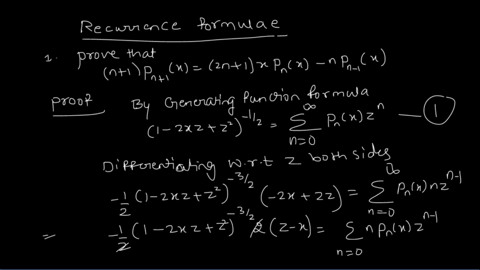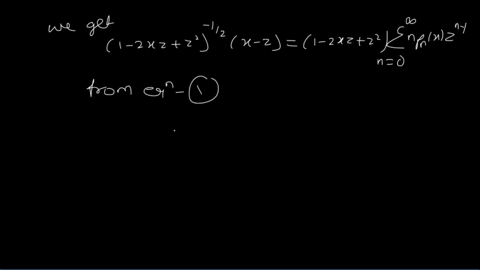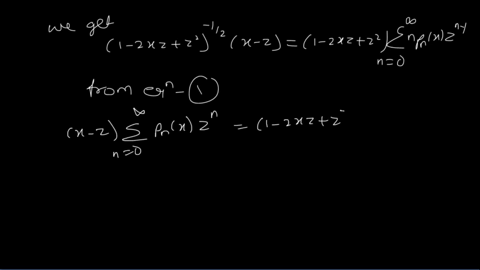N is equal to summation from n is equal to 0 to infinity Pn of x into z raised to n. Okay, so therefore from equation 1 we have summation from n is equal to 0 to infinity Pn of x into z raised to n, and this one as it is x minus z, which is equal to, this one is same, 1 minus 2x plus z square, summation from n is equal to 0 to infinity n into Pn of x z raised to n minus 1.